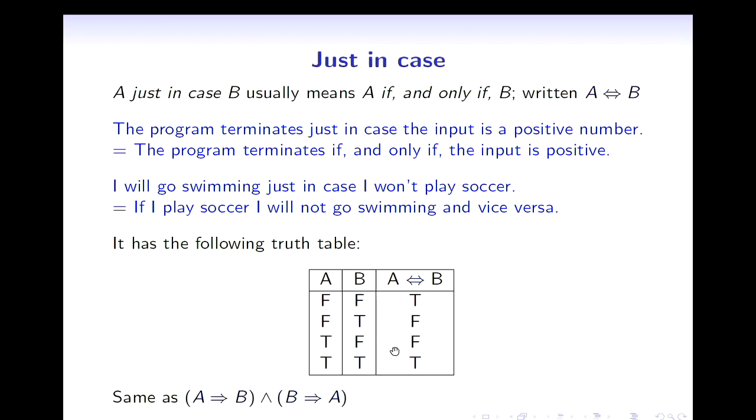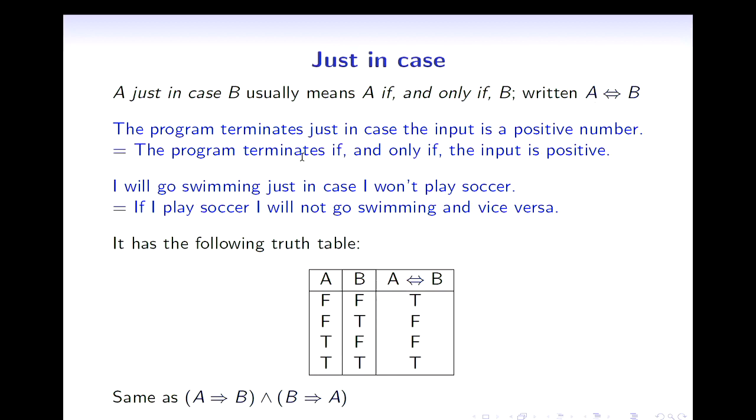Finally, we have a symbol that we have even seen earlier, which is often being used when we talk about proofs and logically so-called equivalent statements. We have the expression just in case to mean that, for example, or in general, A just in case B usually means A if and only if B. And this is written with the help of this symbol, the so-called biimplication, or the implication in both directions, which stands for, as I said, logical equivalence. A if and only if B, or A just in case B.